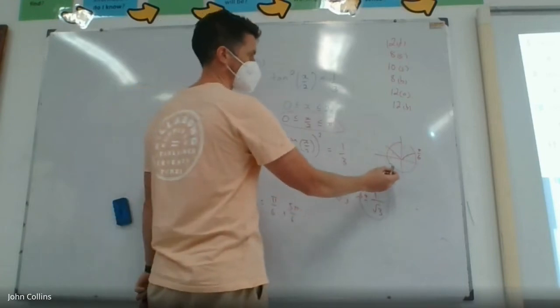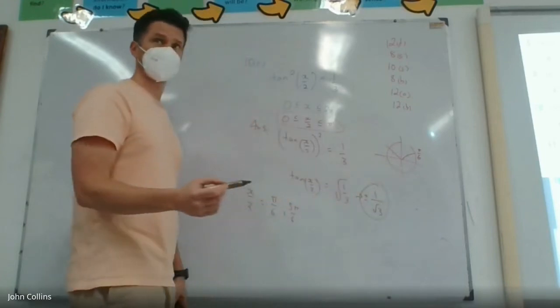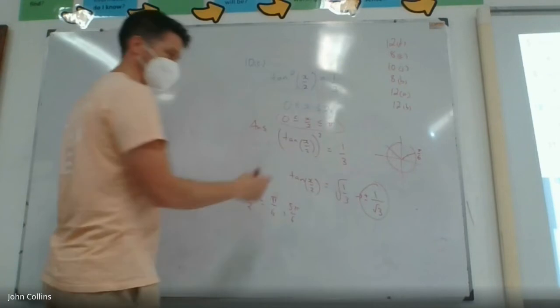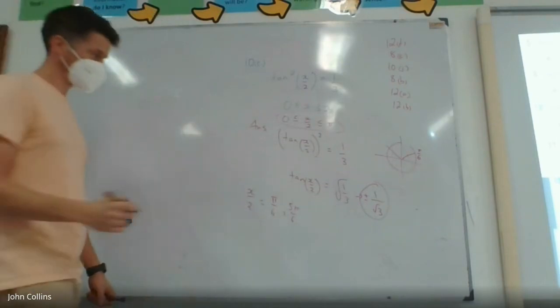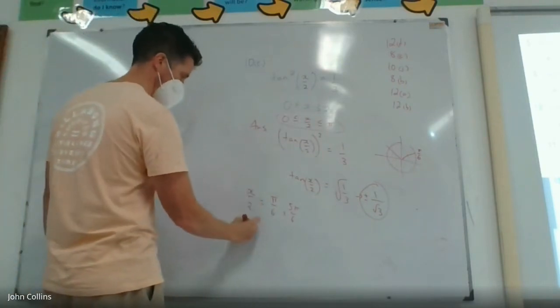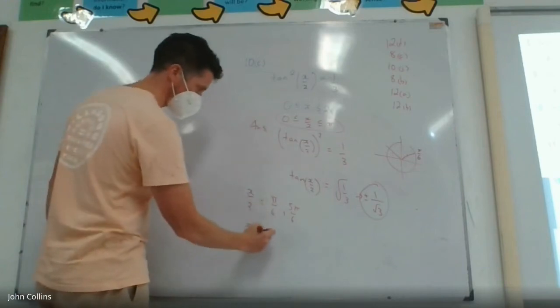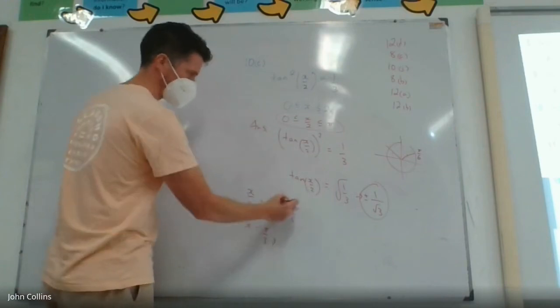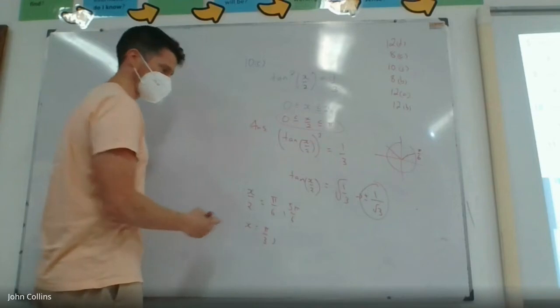But it's also a positive and negative in these 2 problems, isn't it? Very good. Okay, what do I do to finish? Times by 2 to get rid of the division of 2. Yes, this doubled is going to be pi over 3. This doubled is going to be 10 pi over 6, which is 5 pi over 3.